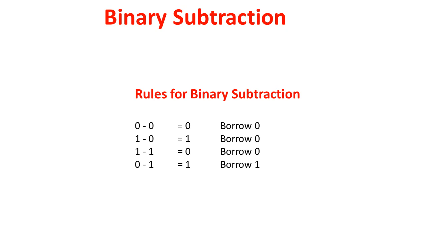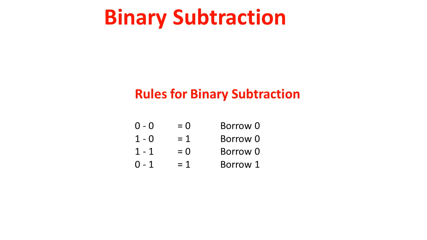Now we are going to understand the binary subtraction. So there are certain binary subtraction rules, so we have to go through those rules. So what are the rules? That is 0 minus 0, the result will be 0, and the borrow will be 0. 1 minus 0, the result will be 1, and the borrow will be 0. 1 minus 1, the result will be 0, and the borrow will also be 0.